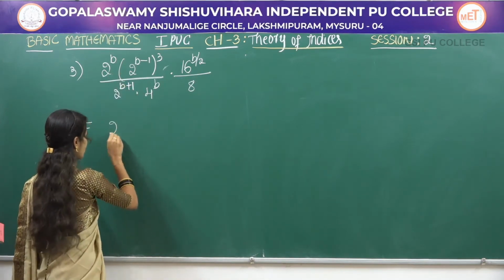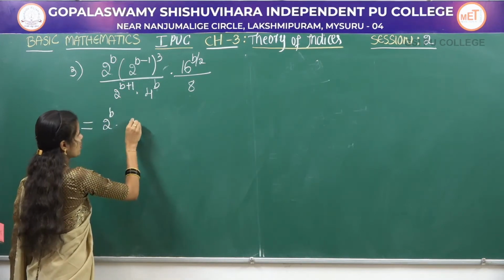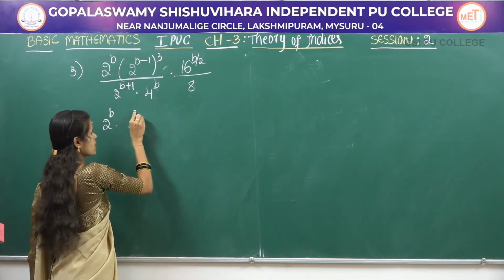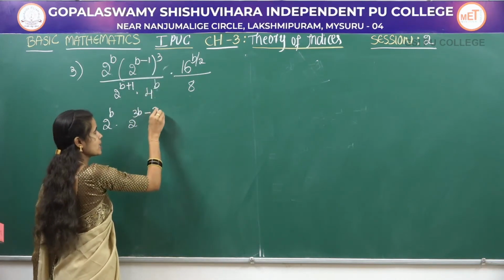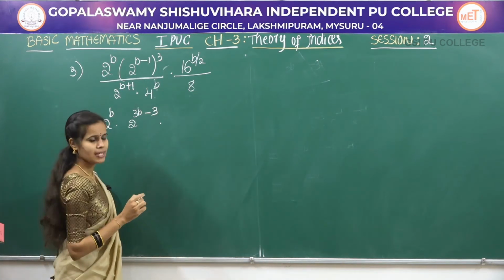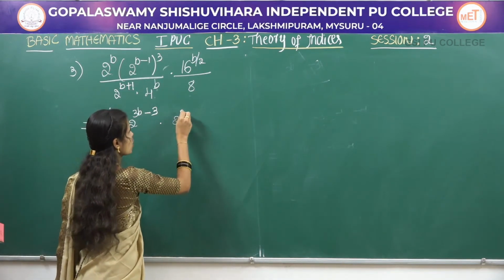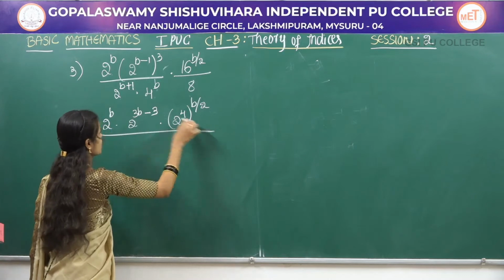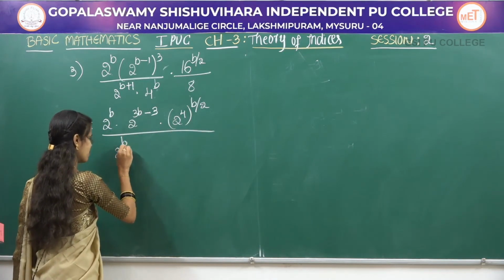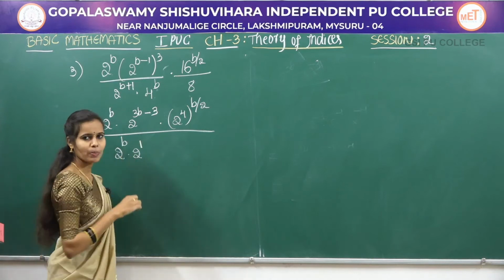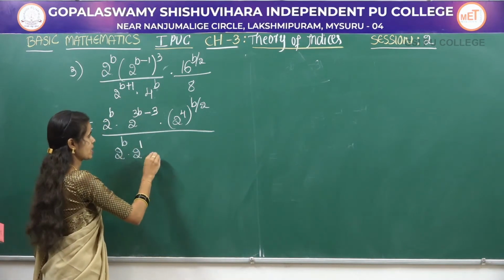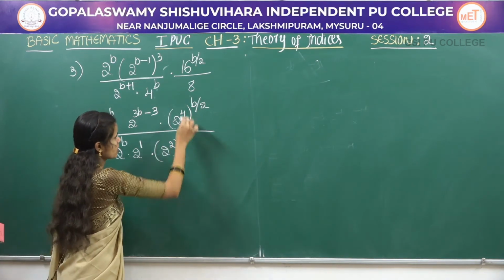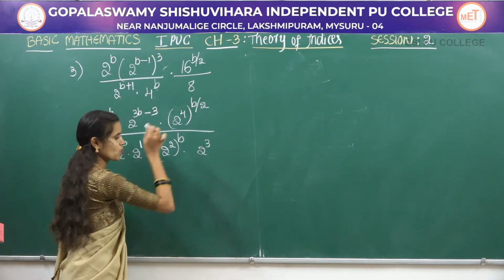Okay, first write 2 to the power of b as it is. Here 2 to the power of b minus 1. This can be done as multiply these two powers. So 3 into b, 3b minus 3 into 1, 3. Into here express 16 in terms of 2. So 16 can be done as 2 to the power of 4. 4 to the power of b by 2 whole thing divided by 2 to the power of b plus 1 can be done as 2 to the power of b into 2 to the power of plus 1 using first law of exponents. Here 4 can be done as 2 square. 4 to the power of b. So here 8 can be done as 2 cube.